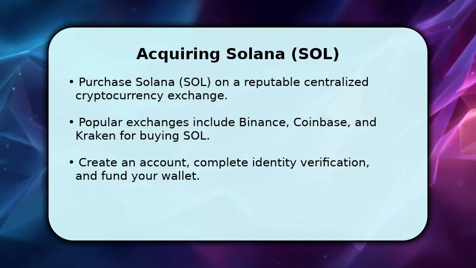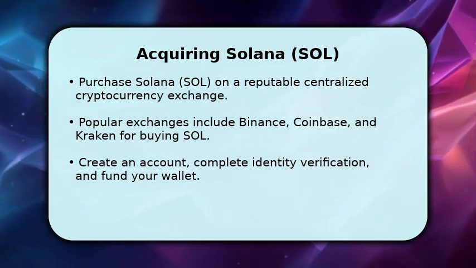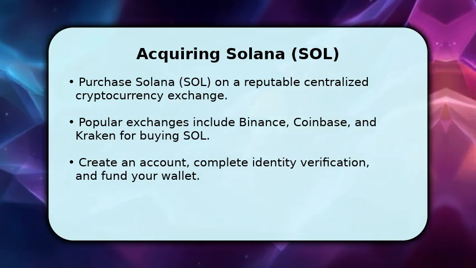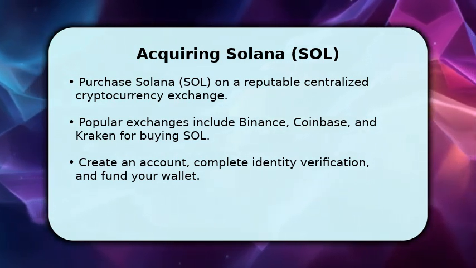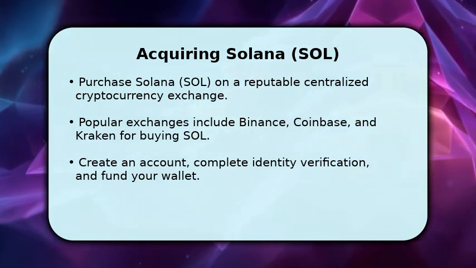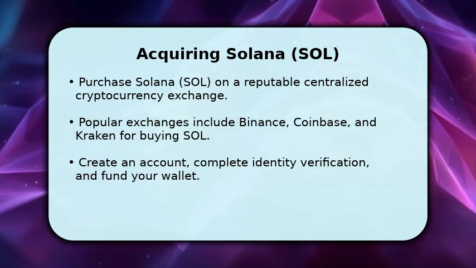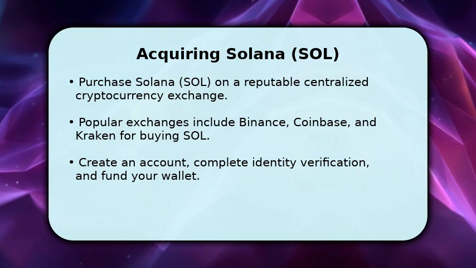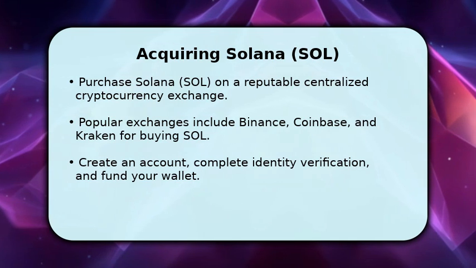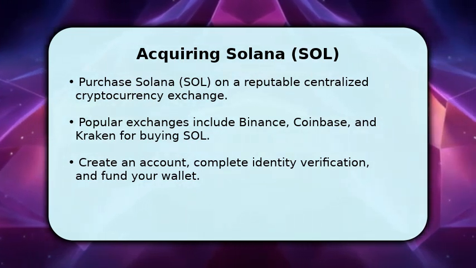The first step is to acquire Solana or SOL from a trusted source. You'll typically do this on a major centralized cryptocurrency exchange. Platforms like Binance, Coinbase, or Kraken are excellent choices. You'll need to create an account, complete their identity verification process, and then deposit funds, either fiat currency or another cryptocurrency. Once your account is funded, you can easily place an order to purchase your desired amount of Solana. This is the foundational step before considering any interaction with EVM chains.